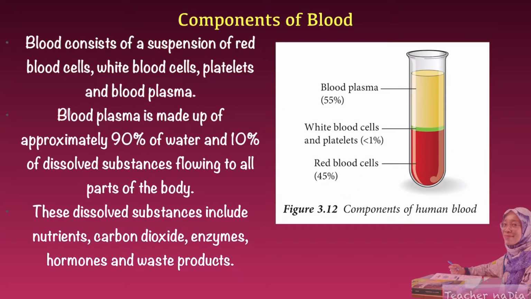Blood plasma is made up of approximately 90% water and 10% dissolved substances flowing to all parts of the body. Now we are talking about this blood plasma, the yellow liquid. It consists of 90% water and 10% dissolved substances. So what are the dissolved substances? These include nutrients, carbon dioxide, enzymes, hormones and also waste products. Alright.